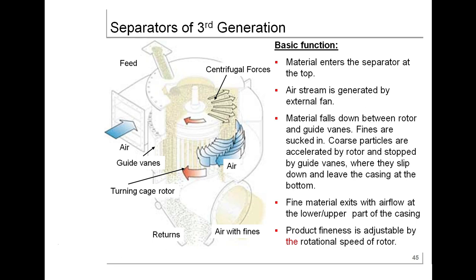Fines are sucked in. Coarse particles are accelerated by the rotor and stopped by guide vanes, where they slip down and leave the casing at the bottom. Fine material exits with the airflow at the lower and upper part of the casing. The product fineness is adjustable by the rotational speed of the rotor.